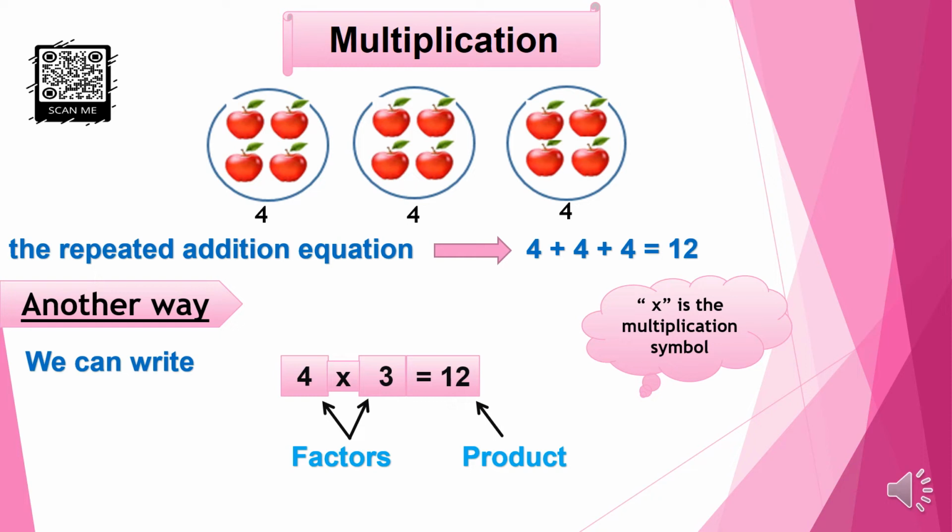These numbers that I multiply together are called factors, and the result here is called product. Do you remember in addition, we called the numbers we added together addends, and the result is called sum. Here in multiplication, we call them factor, and the result is called product. Okay, so say with me, factor, product, factor, product.